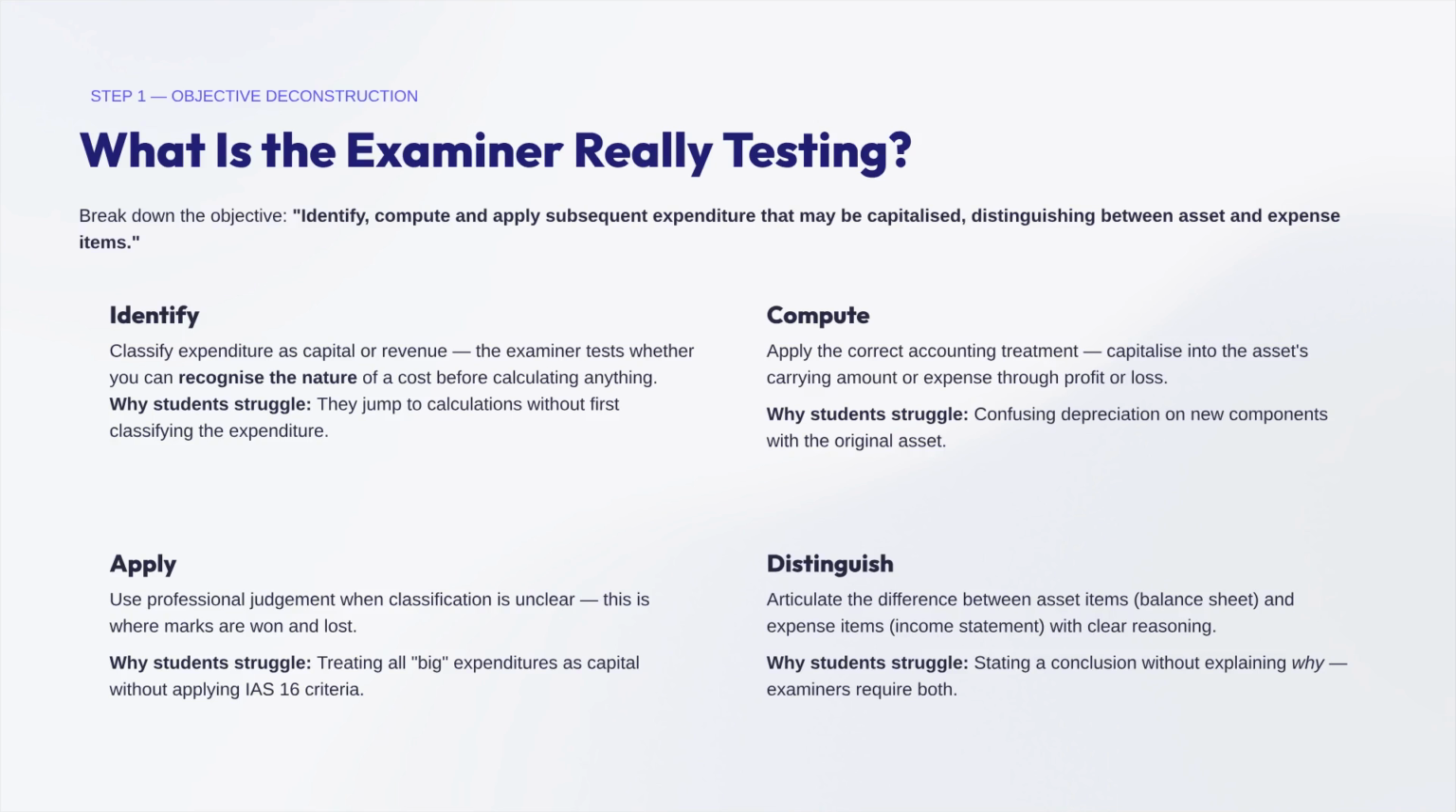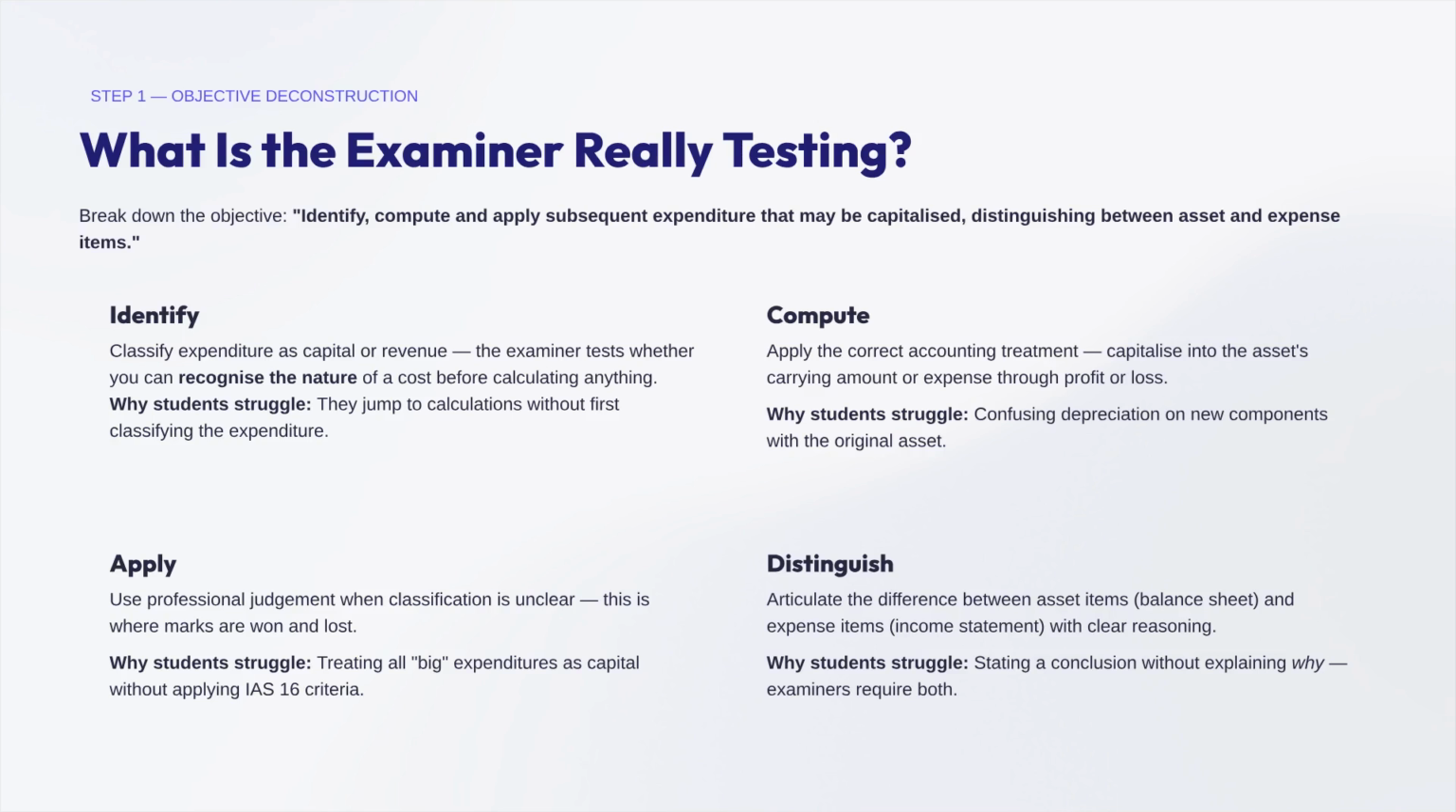Third, apply. This is about professional judgment when the classification simply isn't obvious. And this is exactly where marks are won and lost. Be careful not to assume that every big expenditure must be capital. And fourth, distinguish. You need to articulate the difference between asset items, which sit on the balance sheet, and expense items, which hit the income statement, always with clear reasoning. Remember, stating a conclusion without explaining why earns you nothing.